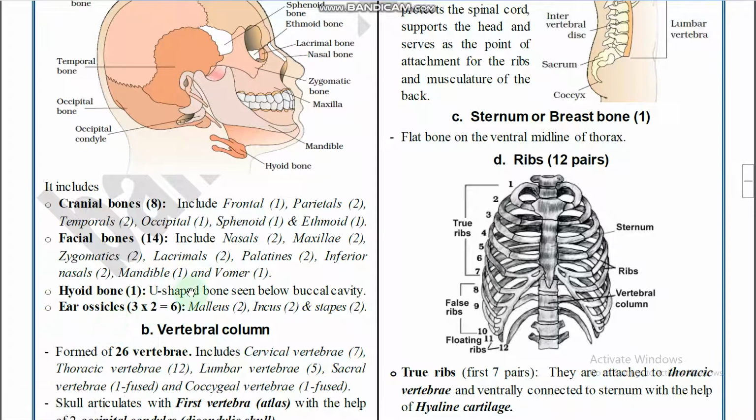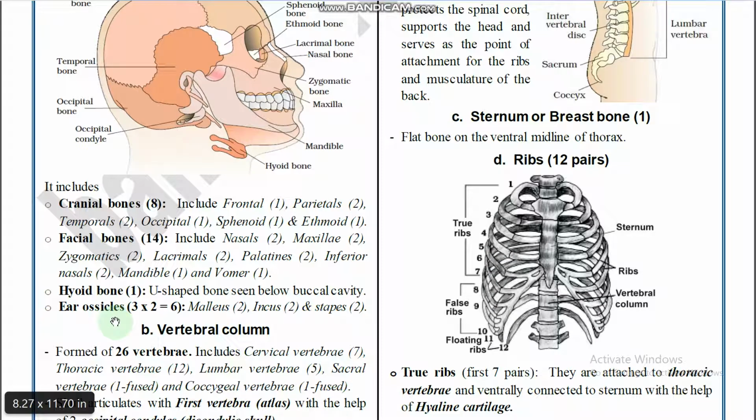So the hyoid bone is a U-shaped bone which is present below the buccal cavity, right? And what is the specialty of the hyoid bone in our body? Without articulation, this bone is present. That is the specialty of the hyoid bone. So without attachment to any other bone, that is the specialty of the hyoid bone.